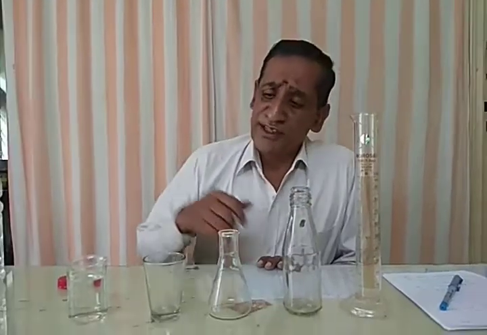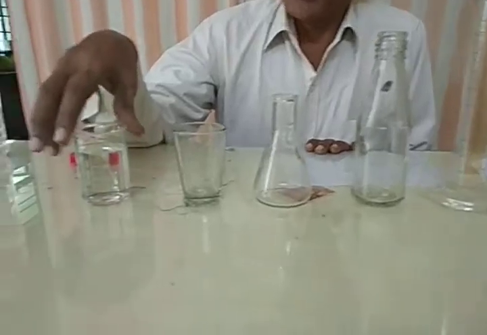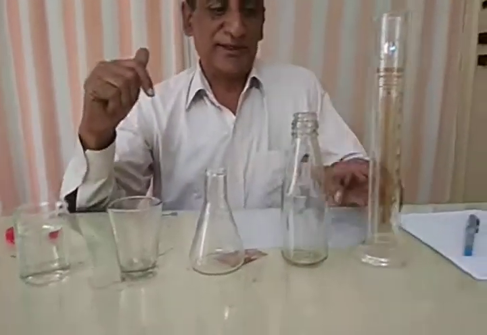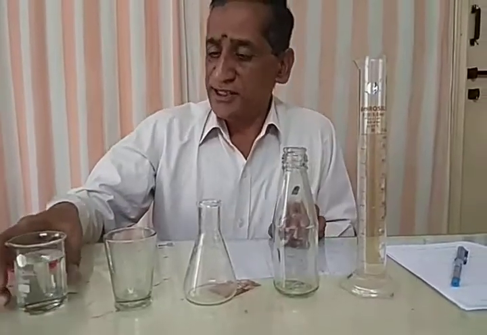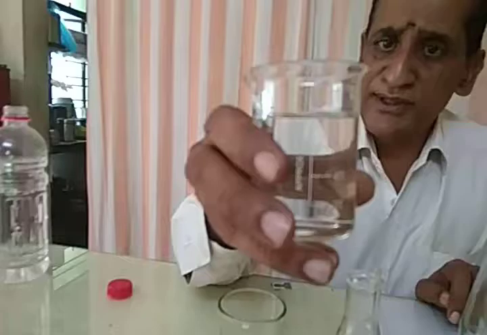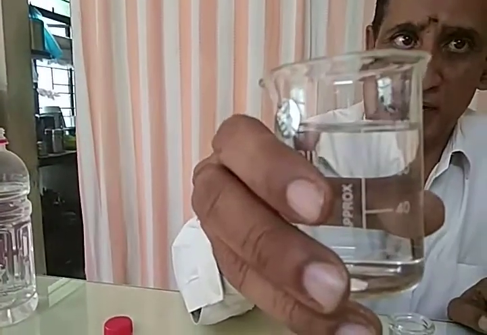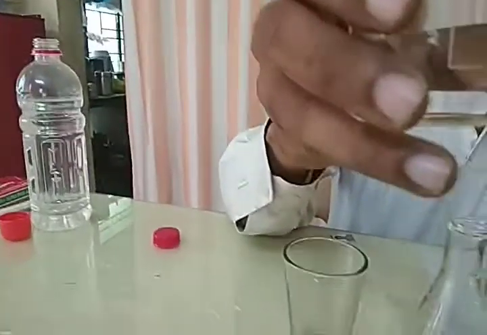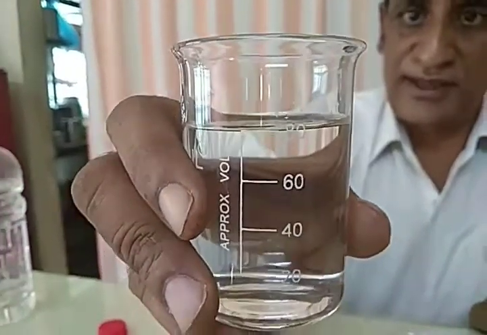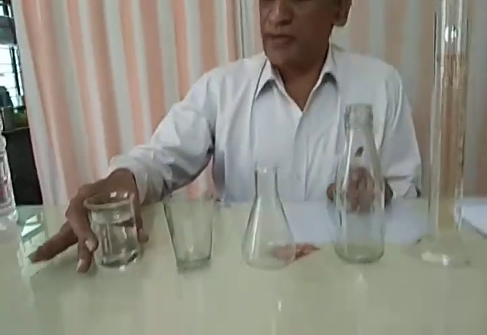So now first we will take one experiment, and according to that we will follow. See, I have water in one beaker. It's around 80 milliliters. The water is there. So now what am I going to do?